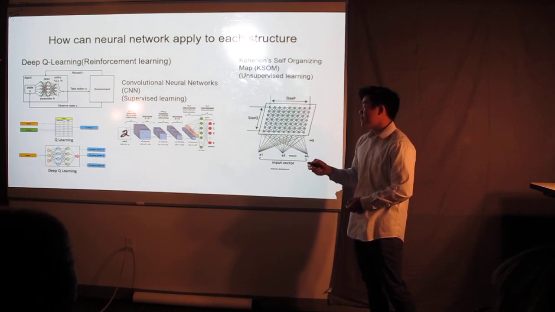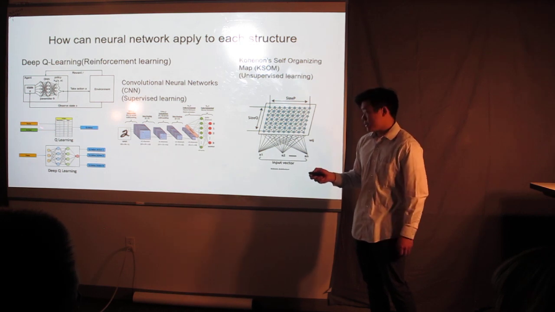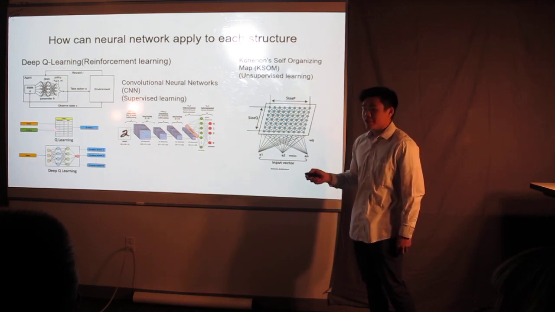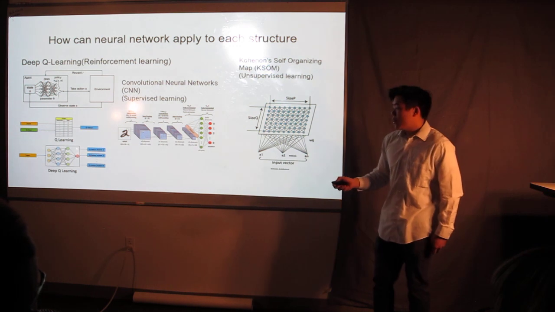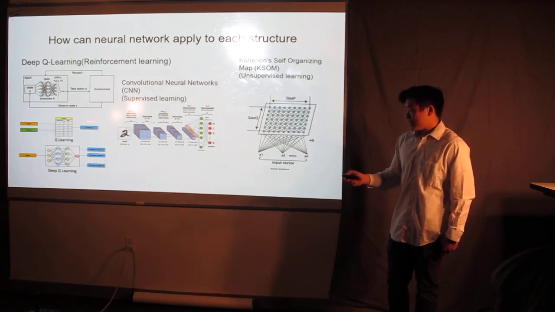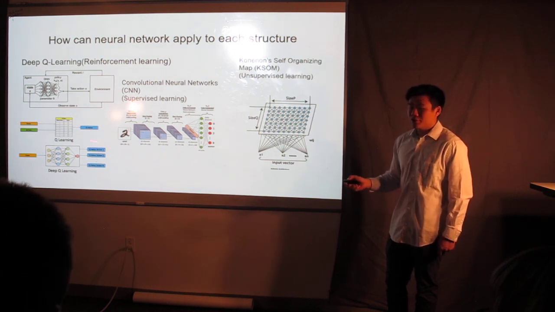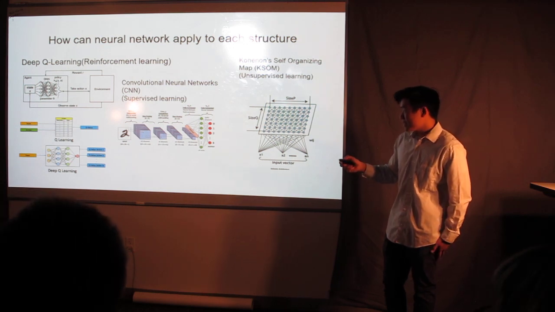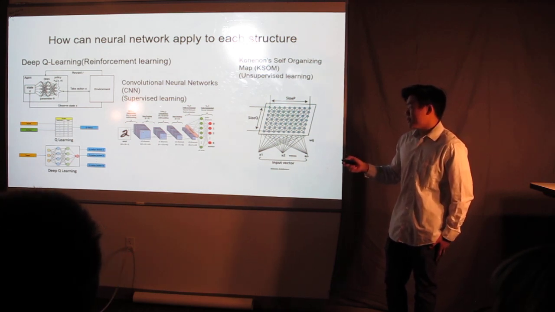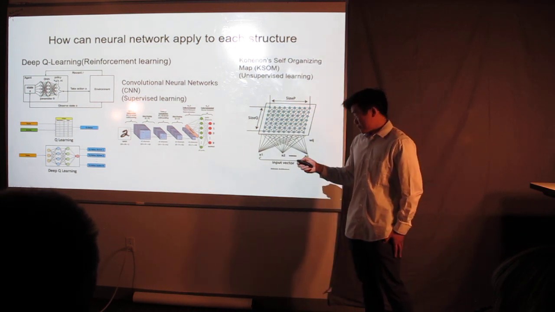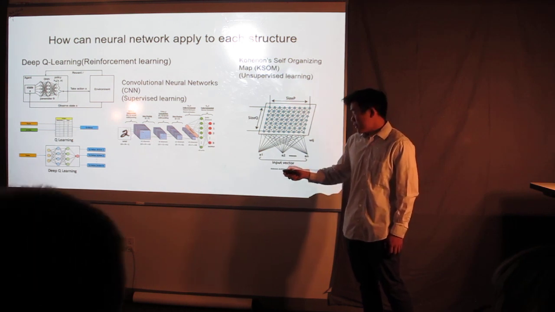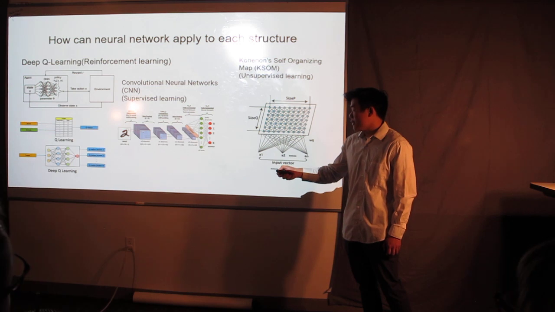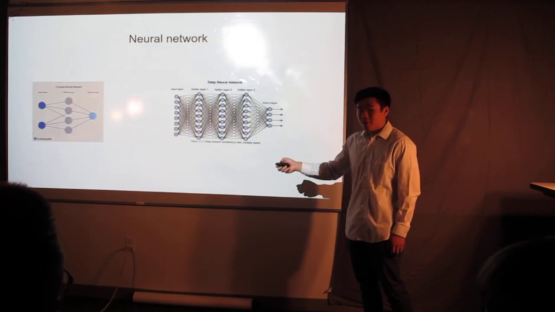For reinforcement learning, it's called deep Q-learning. Before, Q-learning was just a table that remembers what you did in the previous state. That was the memory of the agent. But now the agent is the neural network. The type of structure that you see in supervised learning is the convolutional neural network, which does image recognition. It takes a little part of the image for each of the input layer.